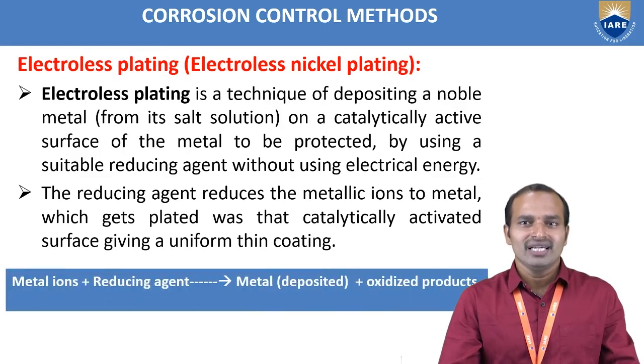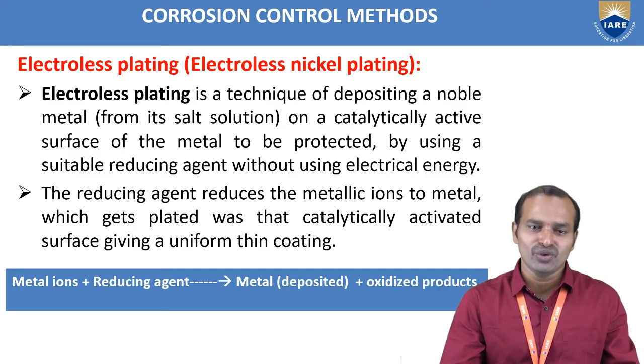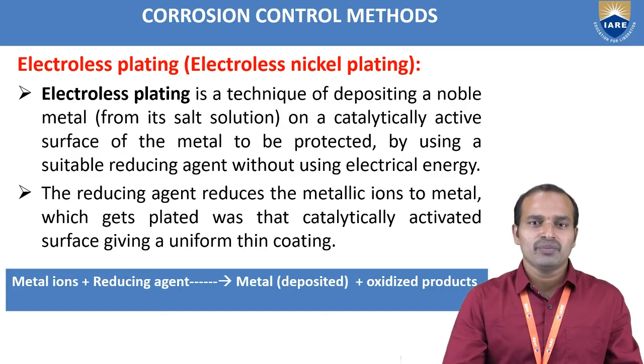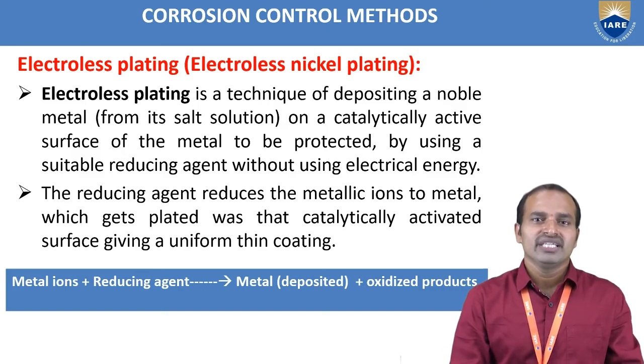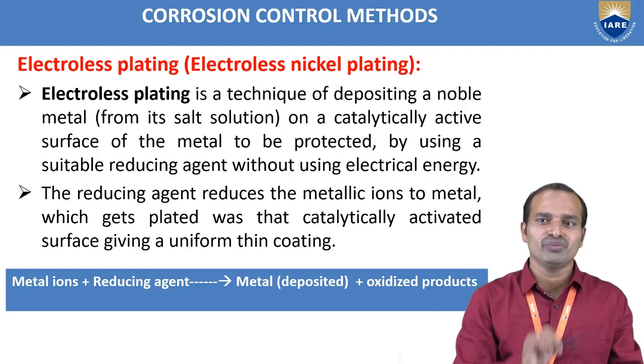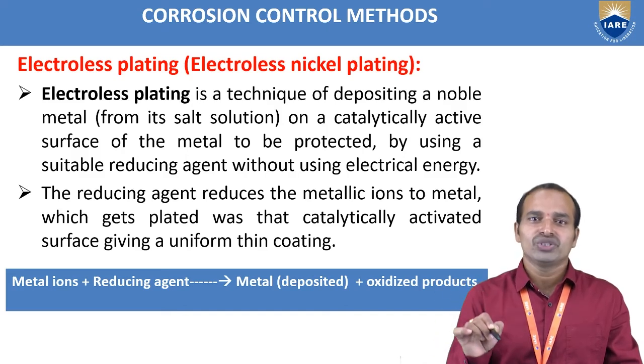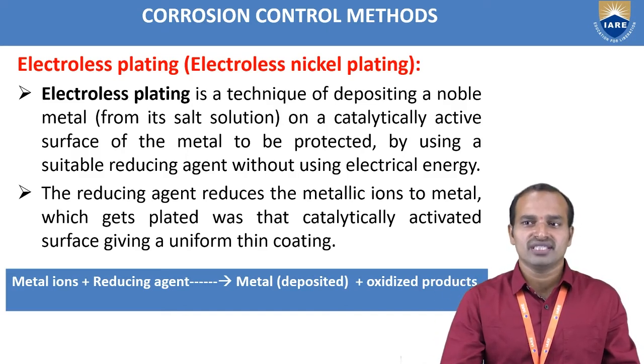So in electroless plating, the main equation is: metal ions plus reducing agent form the metal deposited plus oxidation products. The metal ions react with the reducing agent, that means the reducing agent gives electrons to the metal ions, which then form the metal deposited, plus oxidation products.